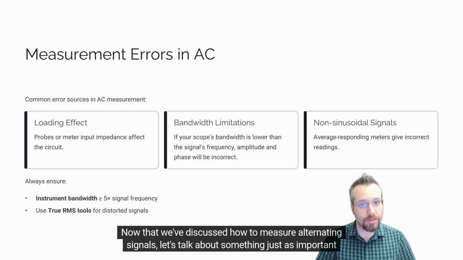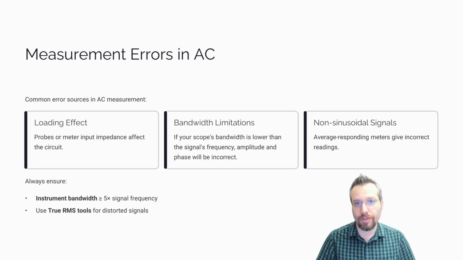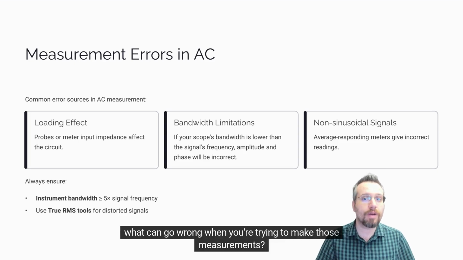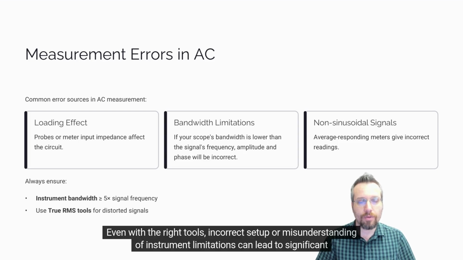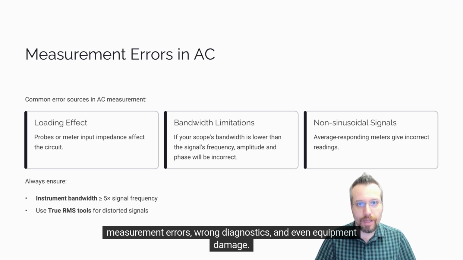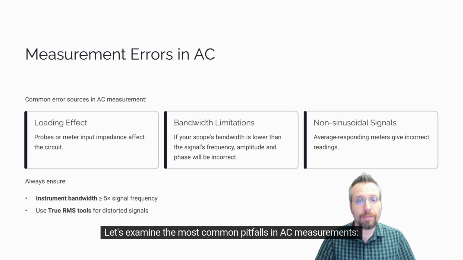Now that we've discussed how to measure alternating signals, let's talk about something just as important. What can go wrong when you're trying to make those measurements? Even with the right tools, incorrect setup or misunderstanding of instrument limitations can lead to significant measurement errors, wrong diagnostics, and even equipment damage. Let's examine the most common pitfalls in AC measurements.